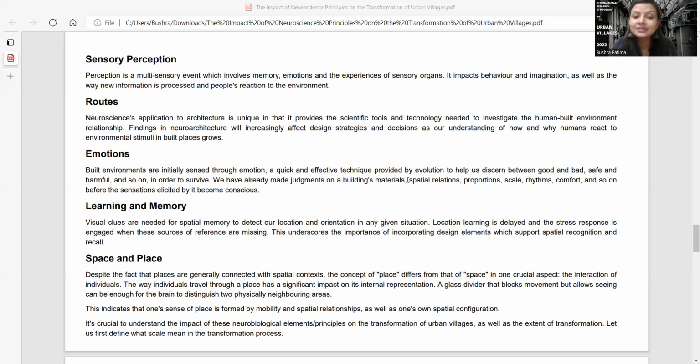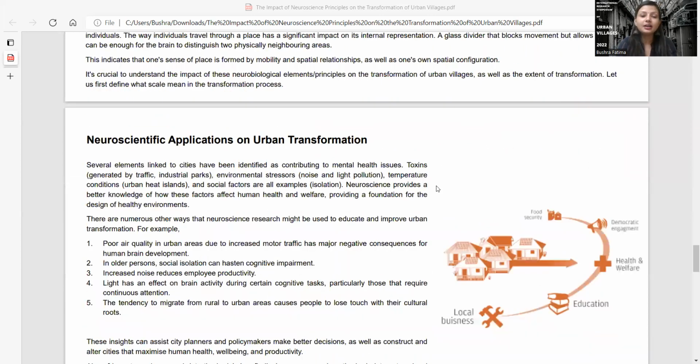And in spaces and place, despite the fact that places are generally connected with special context, the concept of place differs from space in one crucial aspect: the interaction of individuals. The way individuals travel through a place has a significant impact on its internal representation. A glass divider that blocks movement but allows seeing can be enough for the brain to distinguish two physically neighboring areas.